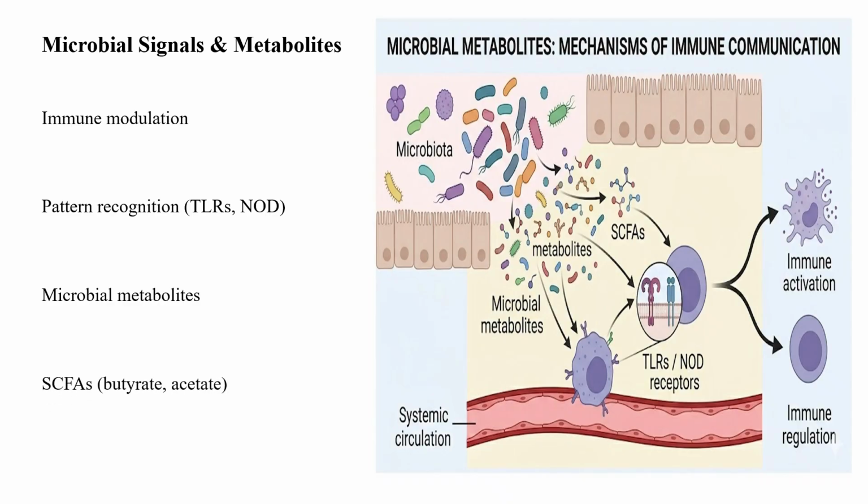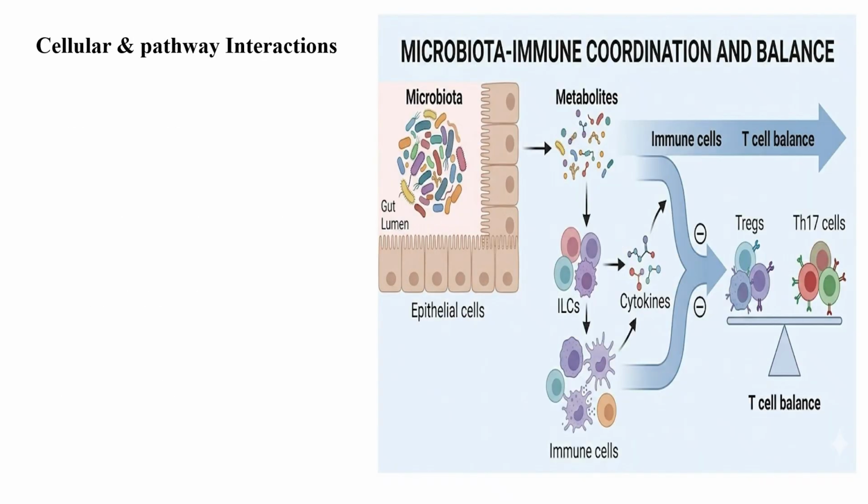Indirectly, microbial metabolites such as short-chain fatty acids modulate immune responses by promoting anti-inflammatory pathways and maintaining epithelial integrity. Together, these signals help balance immune activation and tolerance, ensuring controlled responses to commensals and pathogens. These microbial cues then influence immune cells and pathways to maintain balance in the gut.